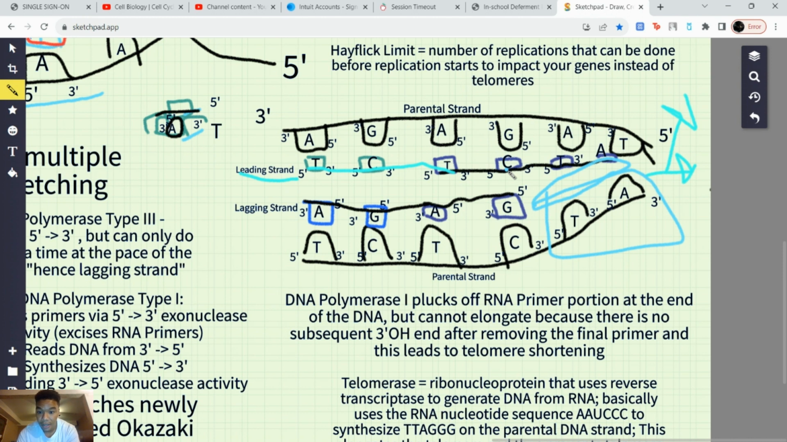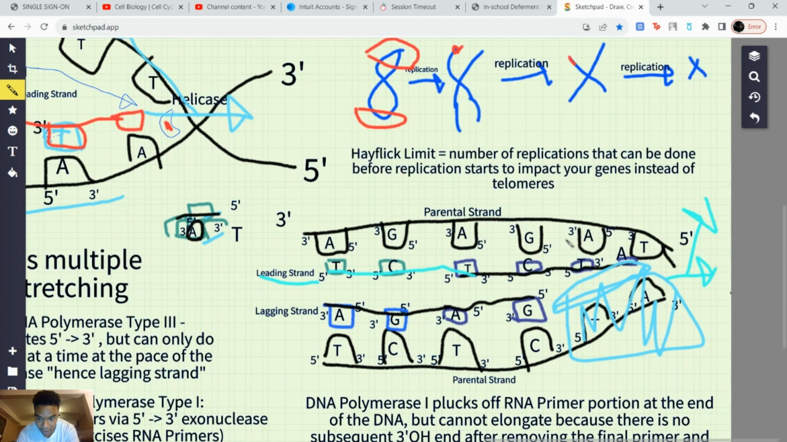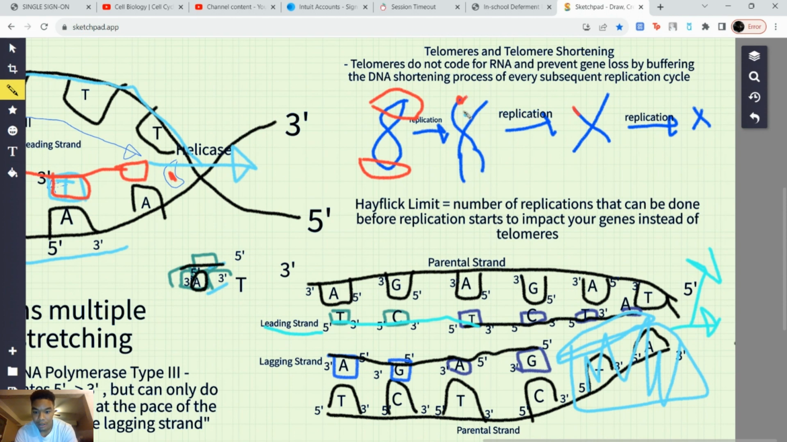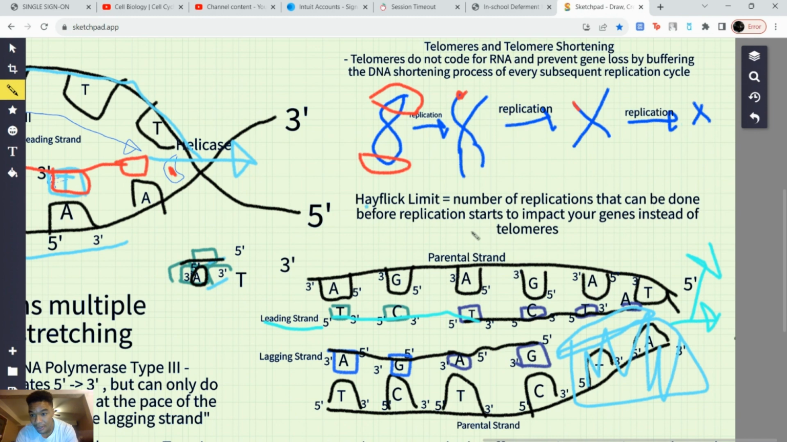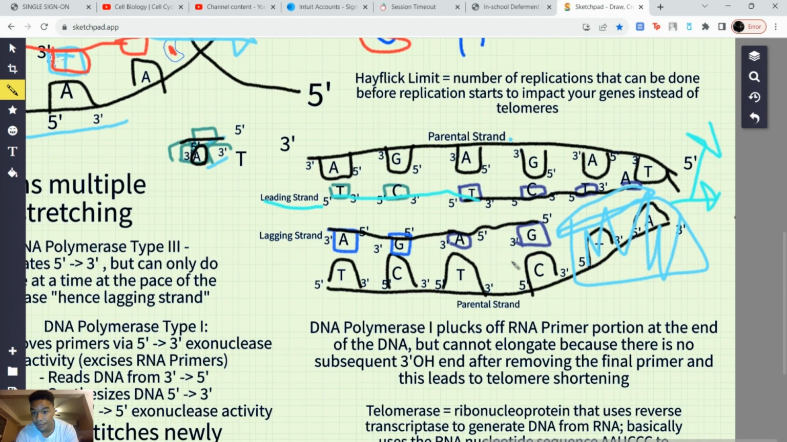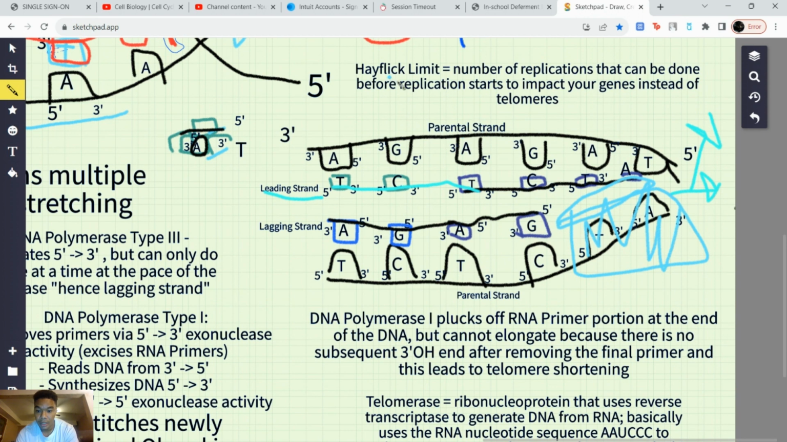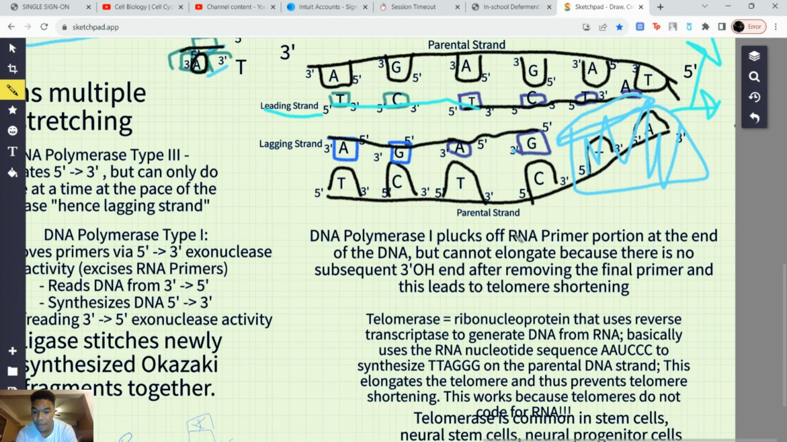Because this is at the end of the DNA strand. What's at the end of the DNA strand? Telomeres, right? So you lose that part of the telomere. So what happens? It gets shorter. Not by a lot, but by enough. Do that over and over again, you start seeing the impact. So that limit is called the Hayflick limit. Once this process of telomere shortening starts to actually impact coding DNA.